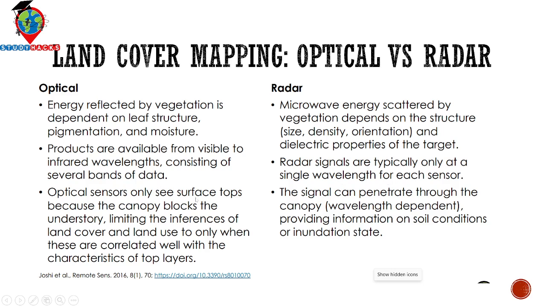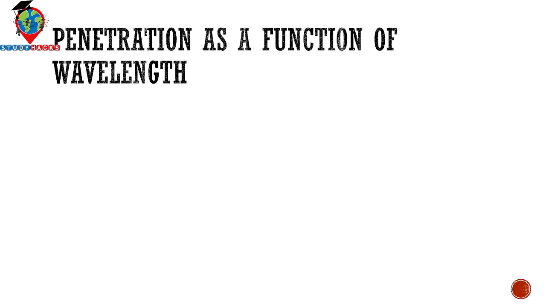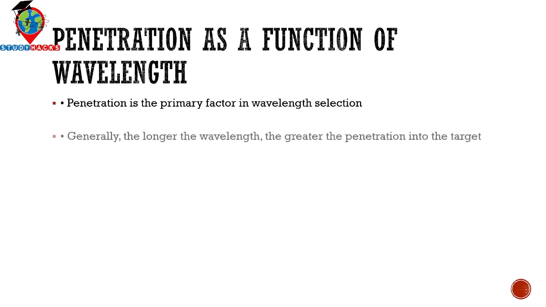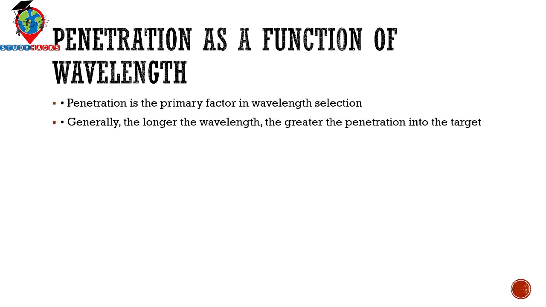Optical sensors only see surface tops because the canopy blocks the understory, limiting the inference of land cover and land use to only when these are well correlated with the characteristics of the top layer. The radar signal can penetrate through the canopy and provide information on the soil condition and inundation state. Penetration is a function of wavelength and is the primary factor in wavelength selection. Generally, the longer the wavelength, the greater the penetration into the target.